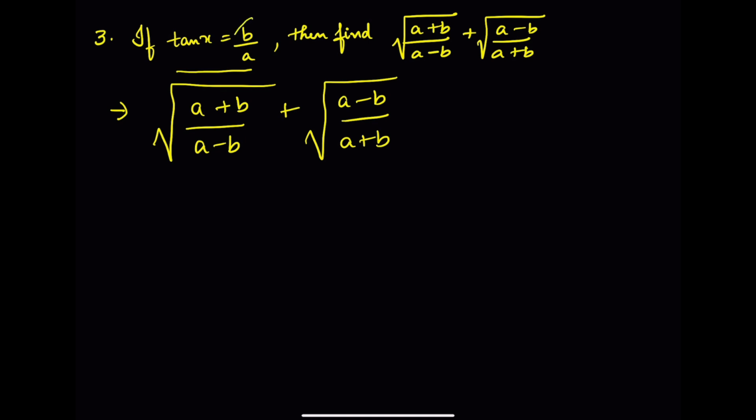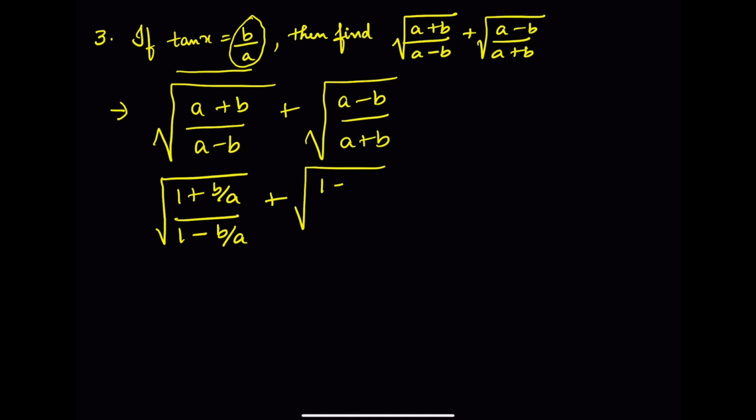So we know the ratio b by a is equal to tan x. So we somehow have to get b by a applied in the square roots. So let's divide both the numerator and denominator by a so that we get b by a. So this would be square root of 1 plus b by a over 1 minus b by a, plus square root of 1 minus b by a over 1 plus b by a.